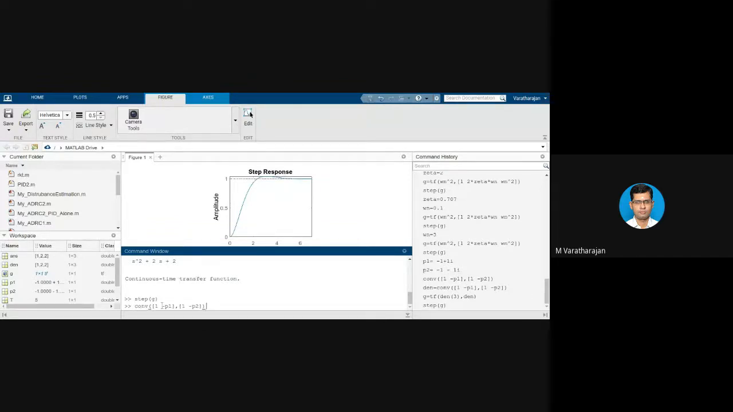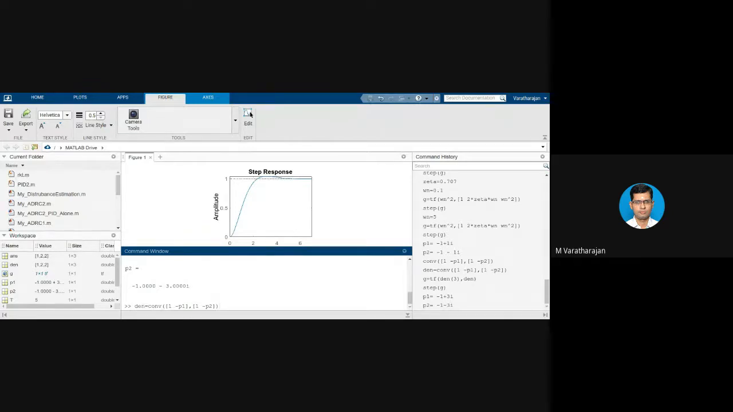Now what I'm going to do is change the values of P1 and P2. I will keep the real part constant, but the imaginary part I'm going to change. P1 is -1 plus 3i, P2 is going to be -1 -3i. Initially it was -1 plus or minus 3i. Now I am changing it to -1 plus or minus 3i.